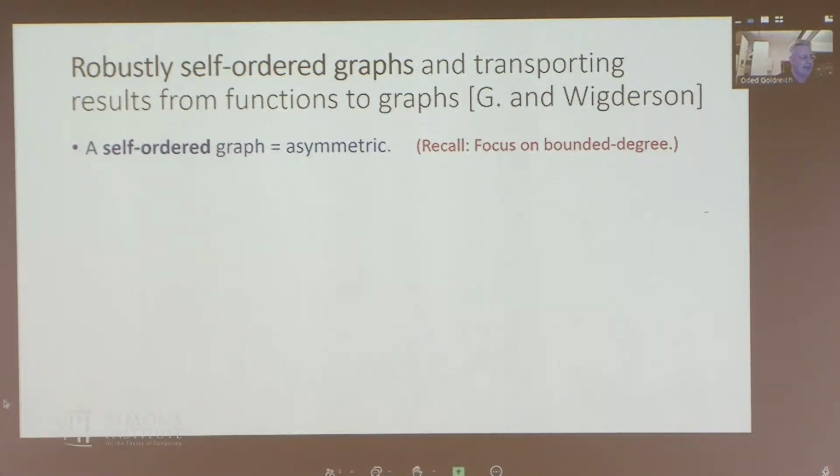The second topic starts with a notion. I'm just rushing ahead and saying that this notion will be applied for property testing in a moment. But right now it is a notion of robustly self-ordered graphs. So what do I mean? The reason for the name will become clear in a few seconds. But self-ordered graphs are really the same as asymmetric graphs. So it's a different name for the same thing. Asymmetric graph means a graph that you cannot permute its labels and get the same graph. Or in other words, the automorphism group is trivial.